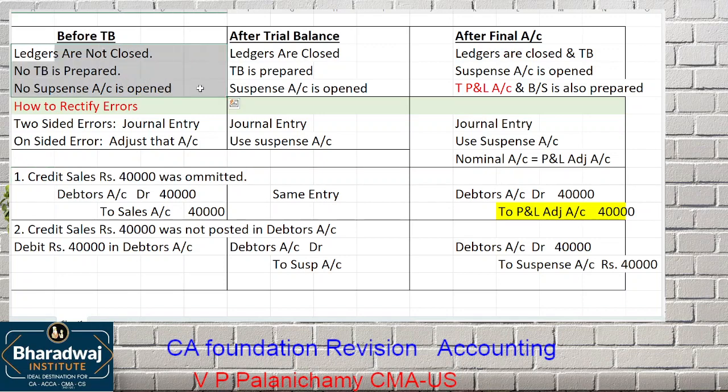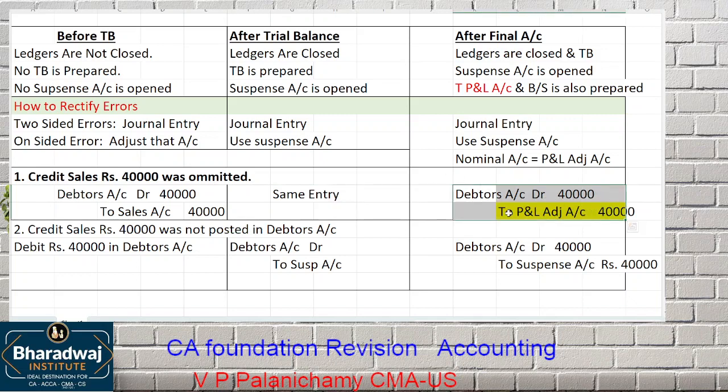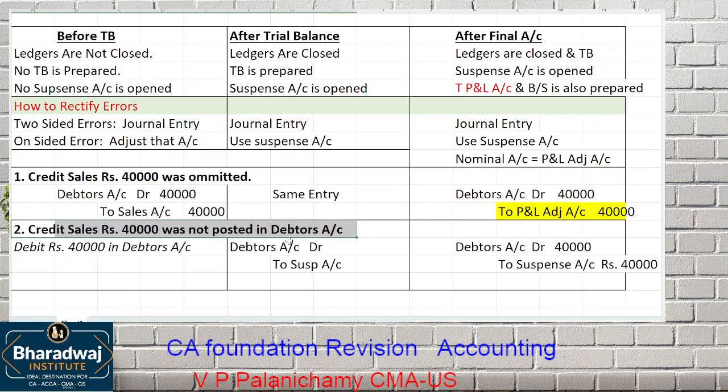So if errors are rectified before trial balance, if the error is affecting two accounts, just pass a journal entry. Same thing after trial balance also. If it is after final accounts, in the place of nominal account, we use which account? P&L adjustment account. If it is an error affecting only one account, just adjust that account. Debit 40,000 in debtors account. If it is after trial balance, debtors account debit to suspense account 40,000.